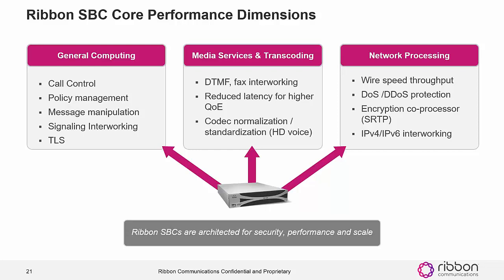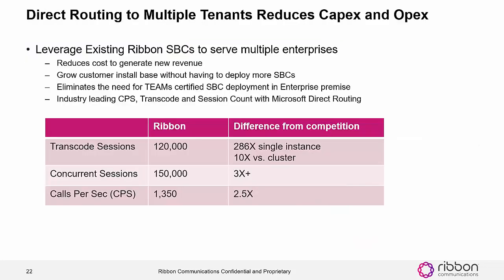So we architect it across all three different matrices for the highest performance, and if you're doing one thing over another, it's not going to impact the performance of the box as a whole. If you're doing transcode, it's not going to kill your wire speed, throughput, or things of that nature.